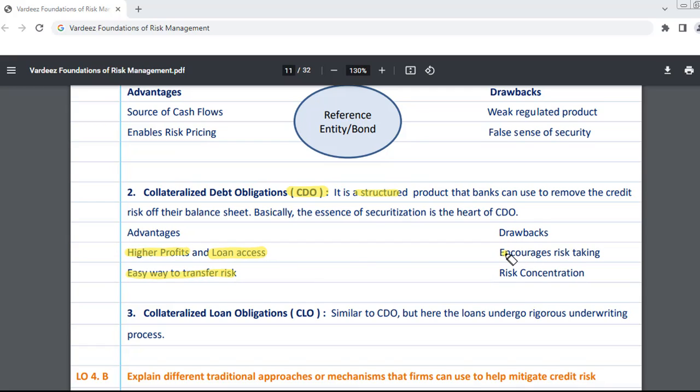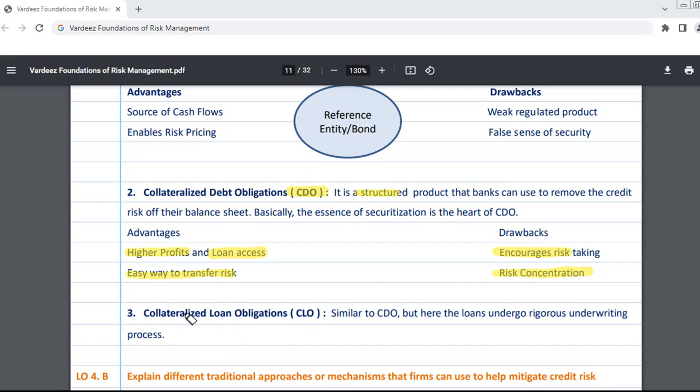Drawbacks: it encourages risk taking. This is something that we saw, and it does encourage risk-taking behavior. Risk concentration: as I said, subprime was the major factor. A lot of the customers who defaulted on their debt were subprime borrowers. So a lot of risk was actually concentrated around that category.